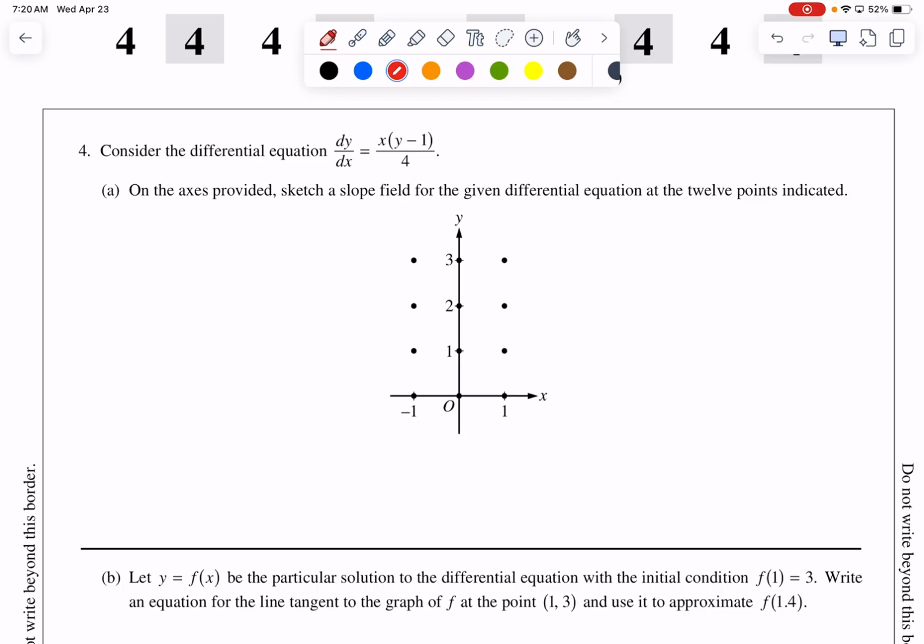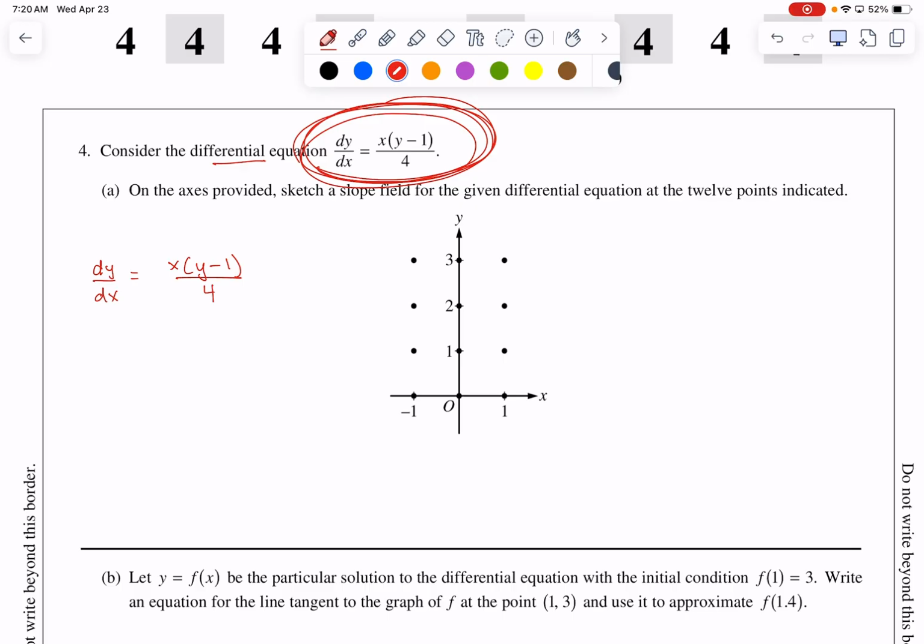Okay. Consider the differential equation dy/dx is equal to x times (y minus 1) over 4. On the axes provided, you get 2 points for this. And I could teach a 7th grader to do this. It's a joke what they're about to have you do. It's free points. All you have to do is use this. What does dy/dx actually represent? What does dy/dx mean to you? It means derivative, which means what? Slope of the what? Tangent line. A derivative is the slope of the tangent line.